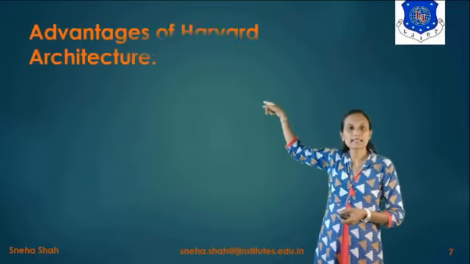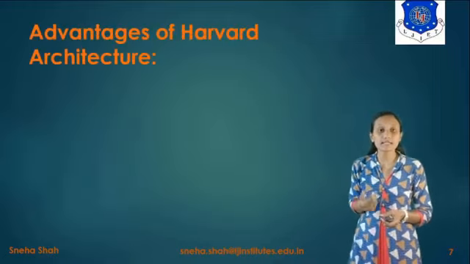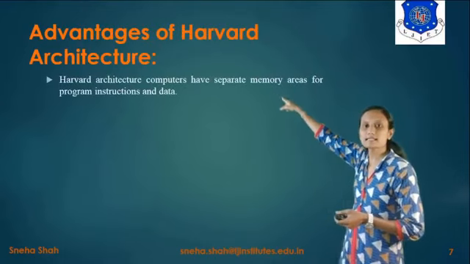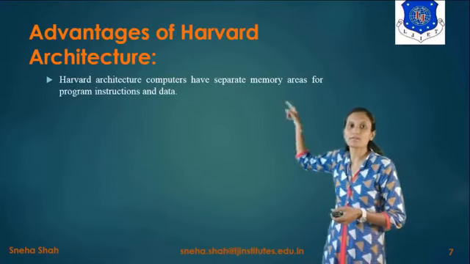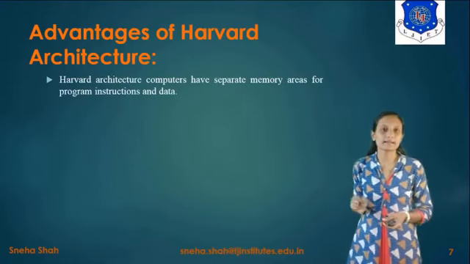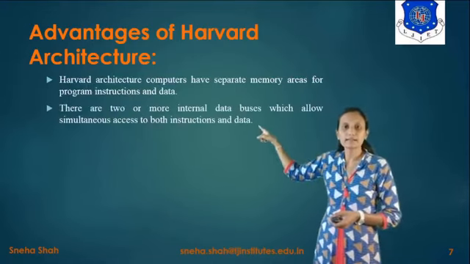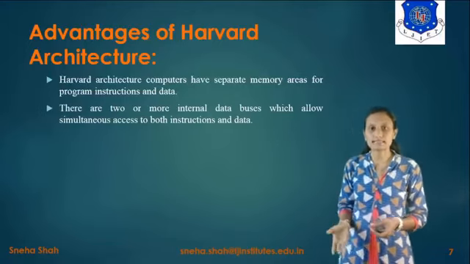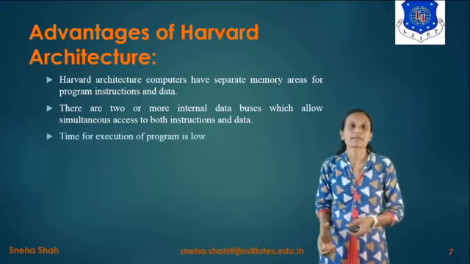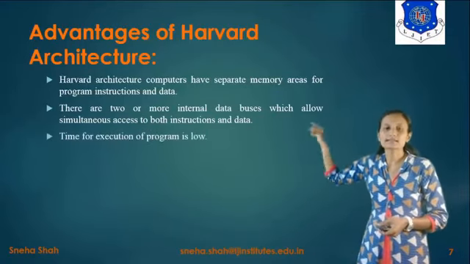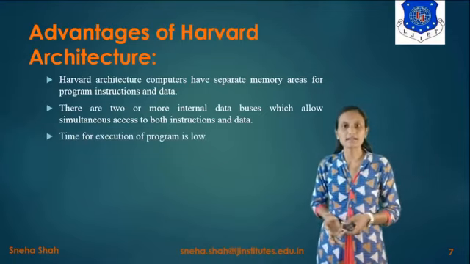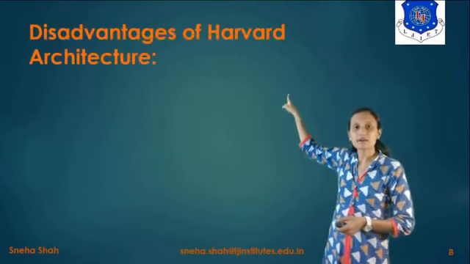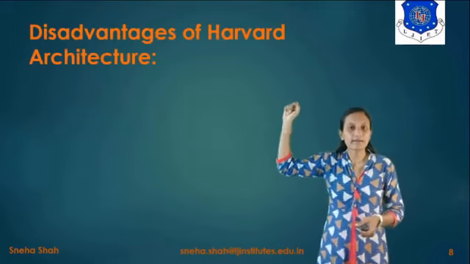Now the next topic is advantages of Harvard architecture. Which advantages will be there? The first advantage is separate memory areas for program instructions as well as data. There are two or more internal data buses which allow simultaneous access to both the instructions as well as data. And time for execution is low because we are doing parallel processing, so time consumption will be reduced.